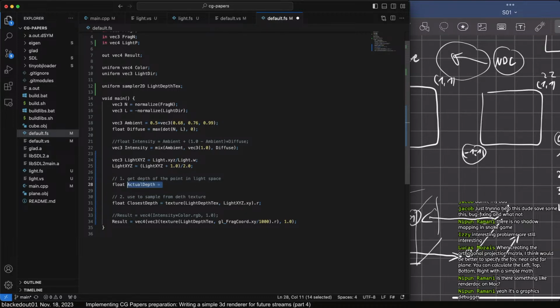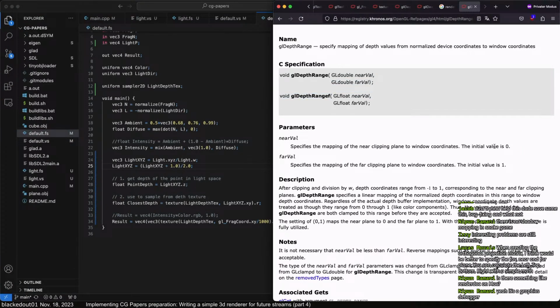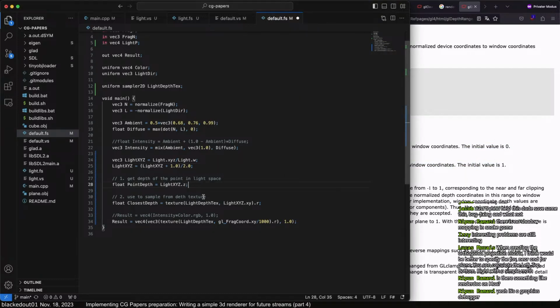Or what should I call this? Point depth. And that's just the Z value now, because we transformed this to 0 and 1, which is the default depth range here. If you change this, you also need to account for it, but like I said, we have the default values. And yeah, so now we have the depth of our point in light space and the closest depth in light space. And now we can determine if the point we are rendering is actually in shadow.